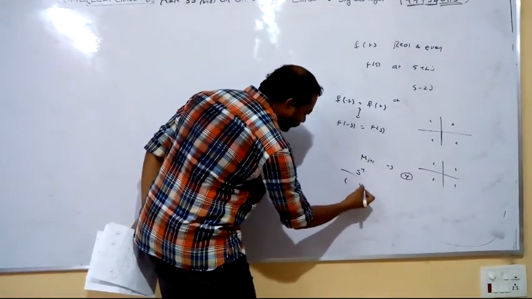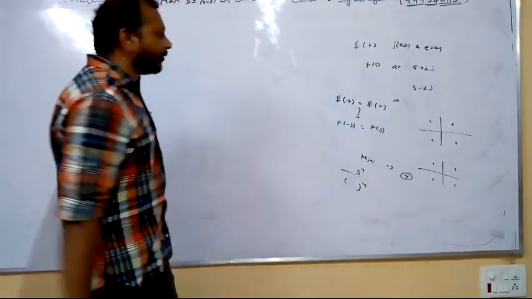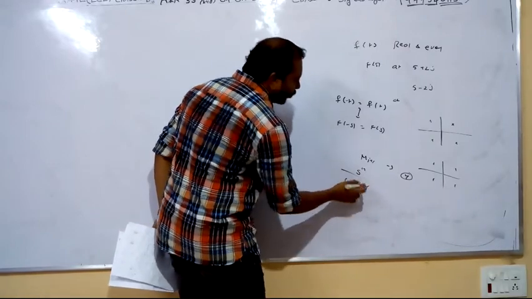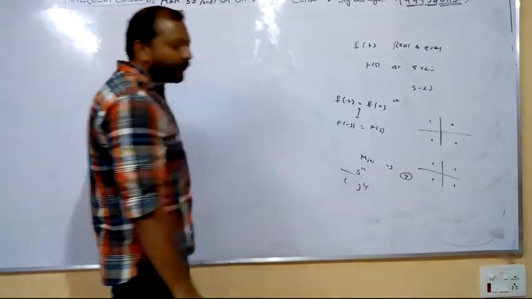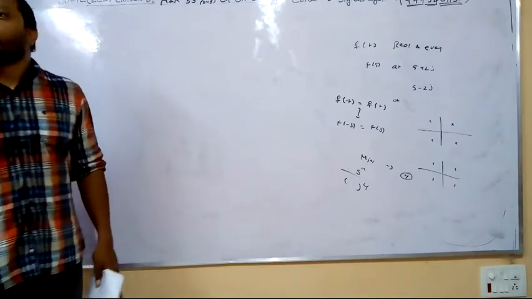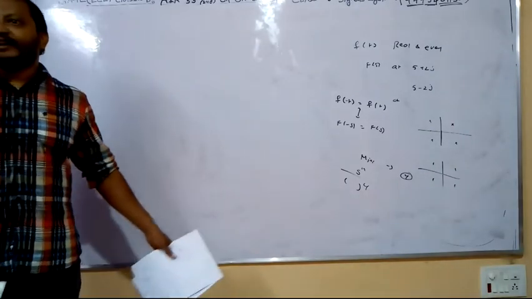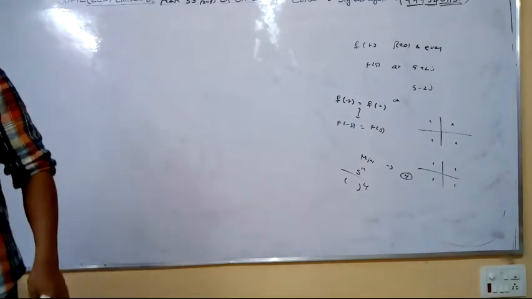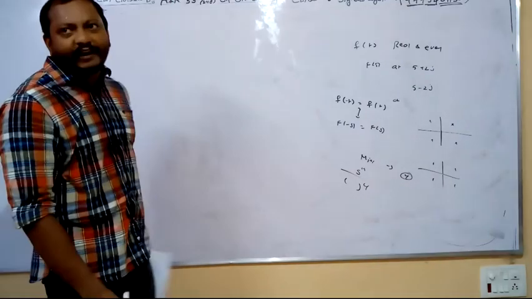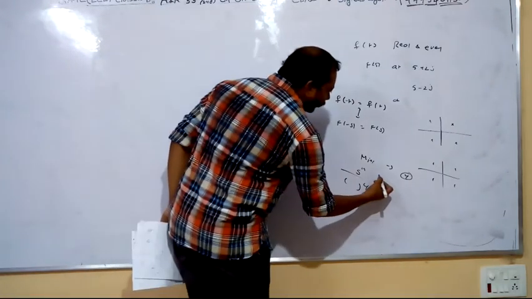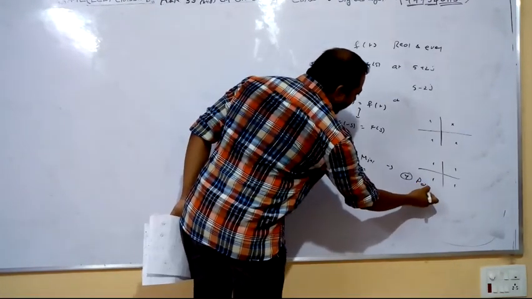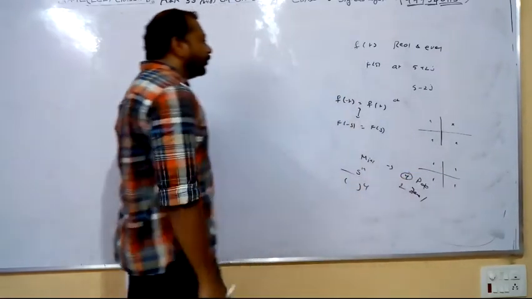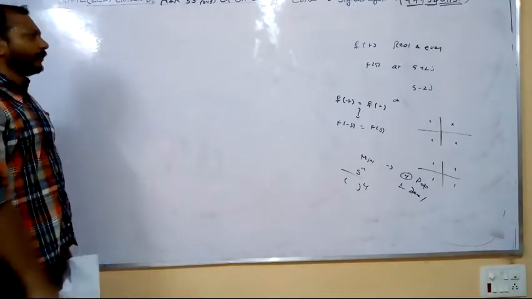We can represent this as s to the power n divided by something whole to the power 4. To satisfy f of s equal to f of minus s, the minimum value of n is equal to 2, so s square only. If you consider f of s equal to minus f of minus s, it is not satisfied. To get the even nature, the minimum n is 2. So the minimum number of zeros required is 2 zeros. Like this we can calculate.